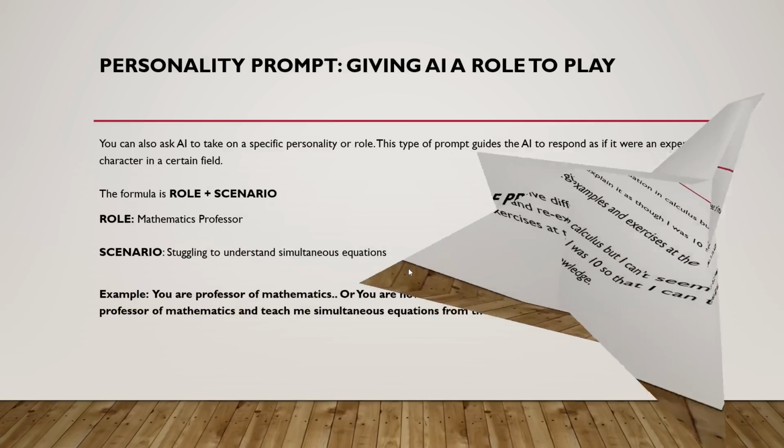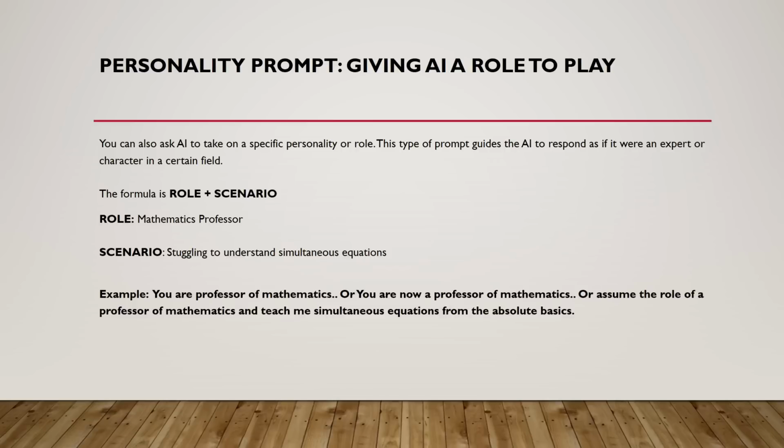Great. Now, another type of prompt you can use is what we call a personality prompt. It means giving AI a role to play. So you can also ask AI to take on a specific personality or role. And this type of prompt guides the AI to respond as if it were an expert or a character in a certain field. So basically, you can give it a role to play as an actor. You can give it a role to play as a movie script writer. You can give it a role to play as a mathematics professor. Anything at all. I said AI has been trained on all of this knowledge. You can give it the role to play as a poet, so it can write poems for you. Do you understand? Literally nothing it can't do.